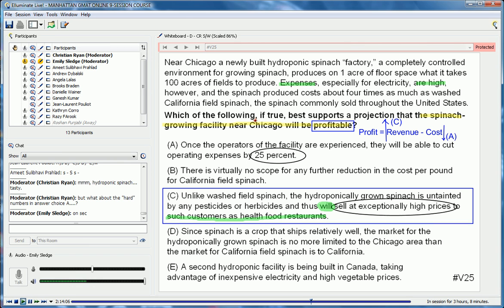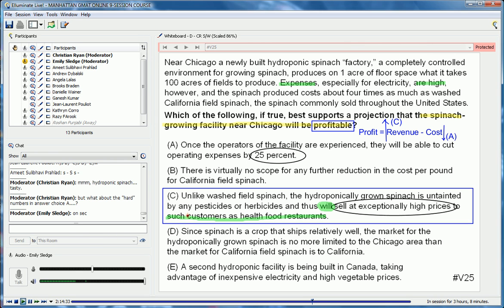They even say in the question stem, which of the following is true, no matter how far-fetched it sounds to you. Likewise, such customers as health food restaurants, they're just given as an example. The market may, in fact, be limited to those health food restaurants, but profitable is profitable no matter how large the market is. So you guys were right to pick C. Let's look at the other choices.